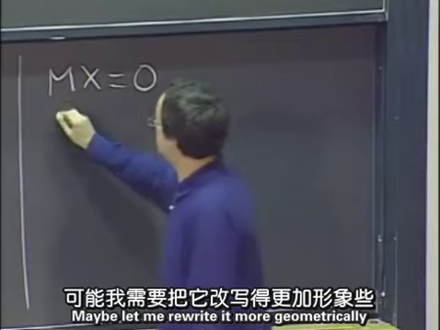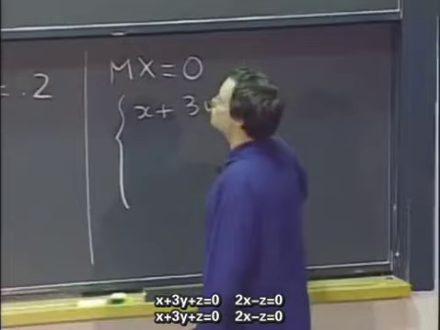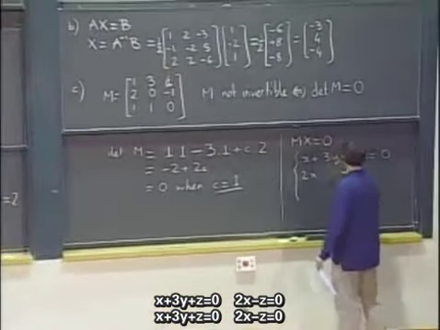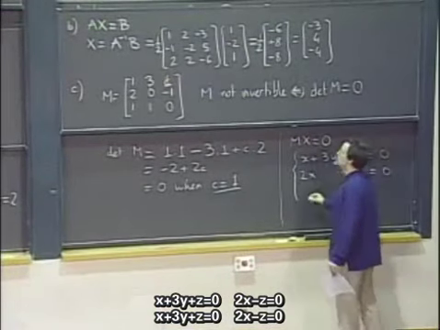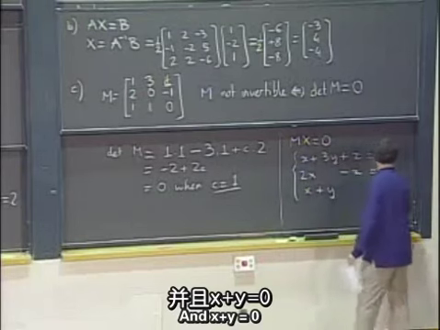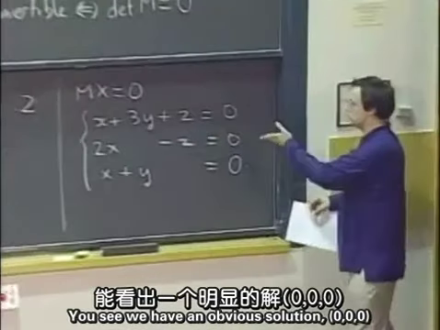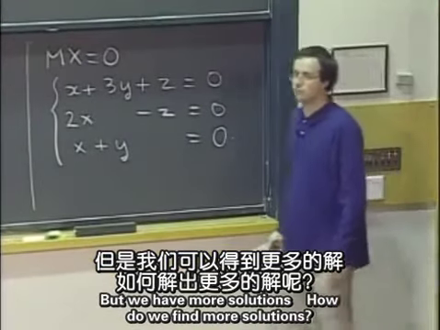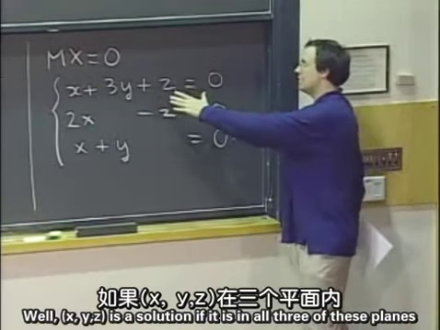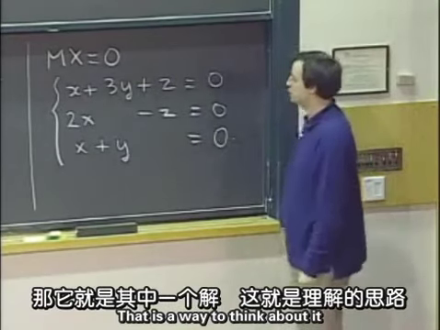Maybe let me rewrite it more geometrically. That's x plus 3y plus z equals 0, 2x minus z equals 0, and x plus y equals 0. So you see we have an obvious solution, 0, 0, 0. But we have more solutions. How do we find more solutions? Well, x, y, z is a solution if it's in all 3 of these planes. That's a way to think about it.